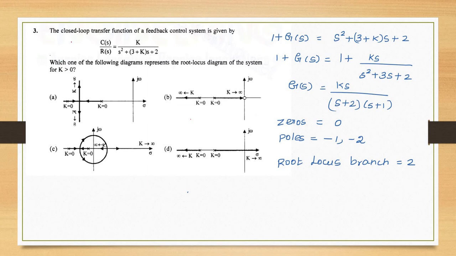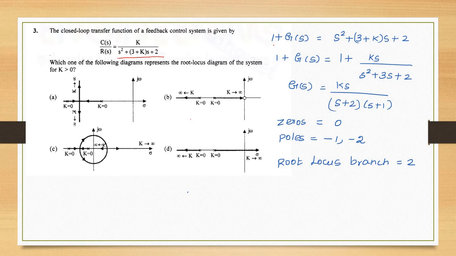Next problem. The closed loop transfer function of the feedback control system is given by C(s)/R(s) = K / (s² + (3 + K)s + 2). First of all, I am going to find the characteristic equation. Which one is the characteristic equation? The denominator polynomial of the closed loop transfer function is the characteristic equation.